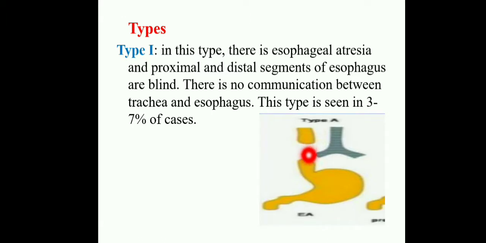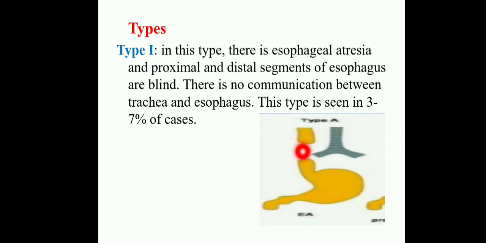What happened in this first type? In this type, there is an esophageal atresia. What is the terminology of atresia? Atresia means immature development or developmental failure of this part, or atresia means it is a blind pouch. There is no connection in the esophagus. Whatever food we take comes up to here. It won't come to the stomach. So this is the first type of the tracheoesophageal fistula.